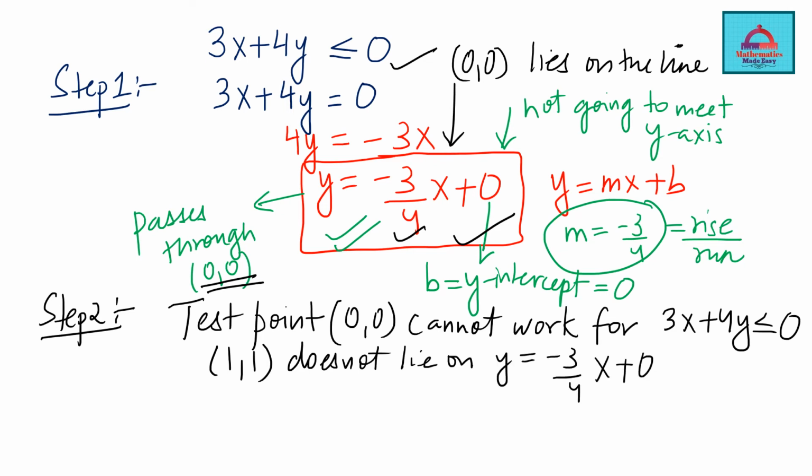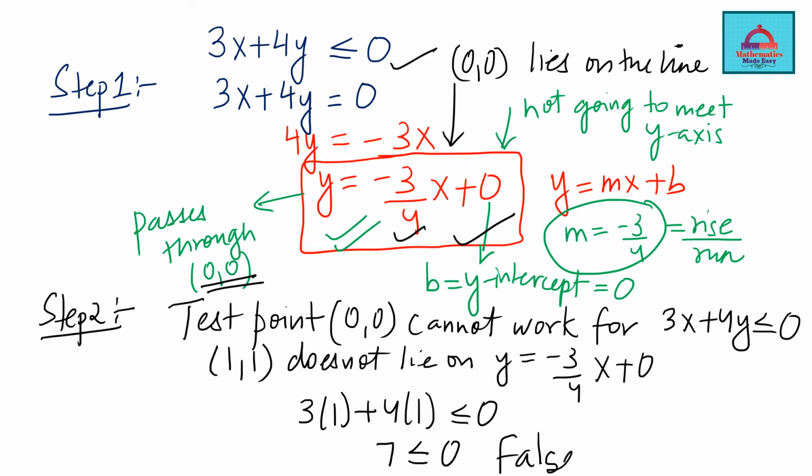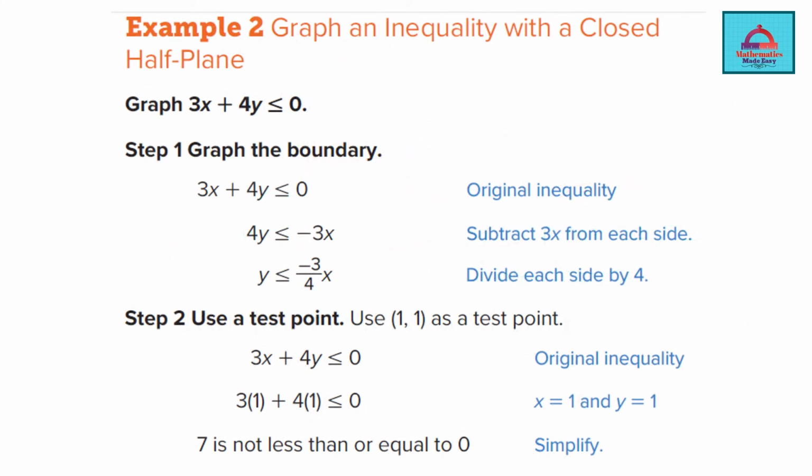So let's substitute. x is 1, y is 1. So 3 plus 4 is less than or equal to 0. That means 7 is less than or equal to 0. But this is false. This is not true. So if this is not true, that means the area where 1, 1 lies will not be shaded. So let's see now the solution of the question. This is what I have already explained to you, and I hope you have understood how we take 1, 1 as the test point. The important thing you got from here is that 7 is not less than or equal to 0. So this is false.